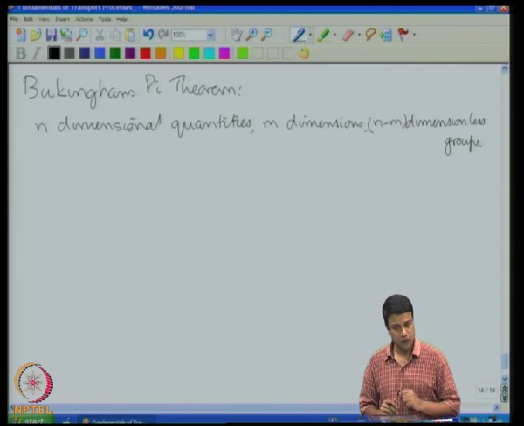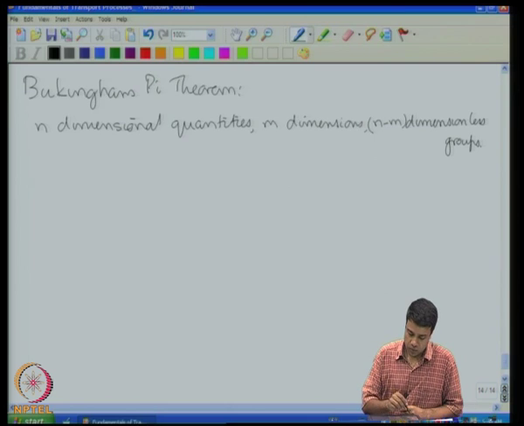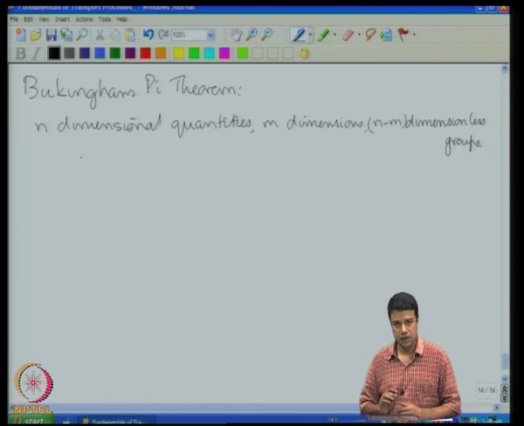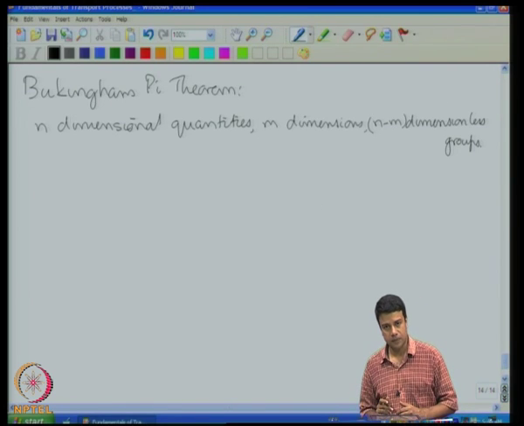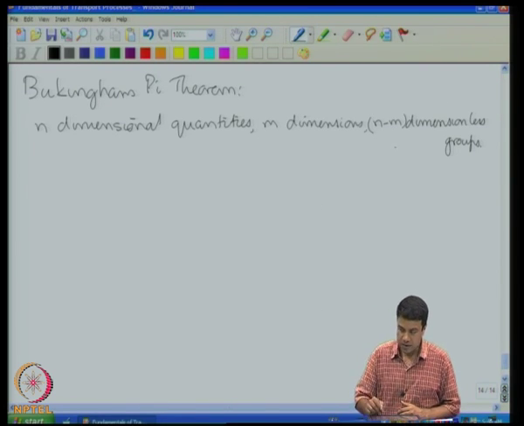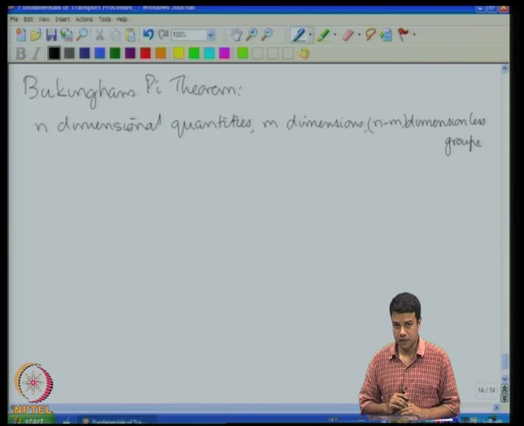Two important points here. One is to decide what are the dimensional quantities that are of relevance in the problem. Not always an easy task. I'll show you an example here. And then to identify what are the dimensions in that problem, and then you can find out how many dimensionless groups there are: n minus m independent dimensionless groups. In general, you can multiply two dimensionless groups to get a third dimensionless group, but that is not counted. There must be n minus m fundamental independent dimensionless groups.